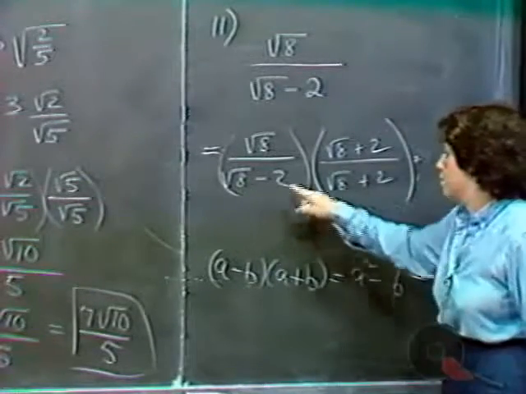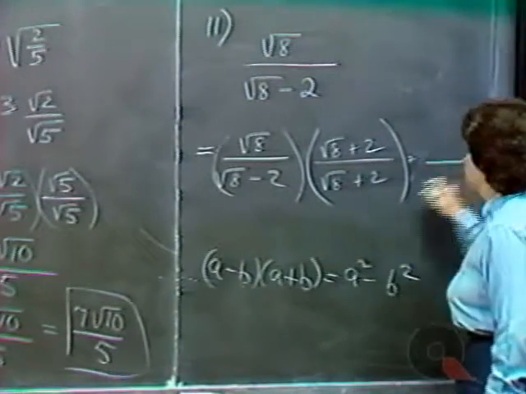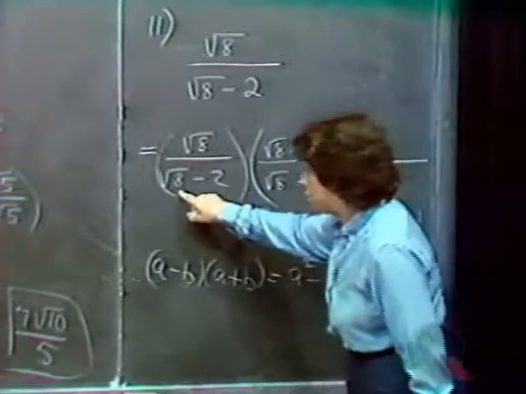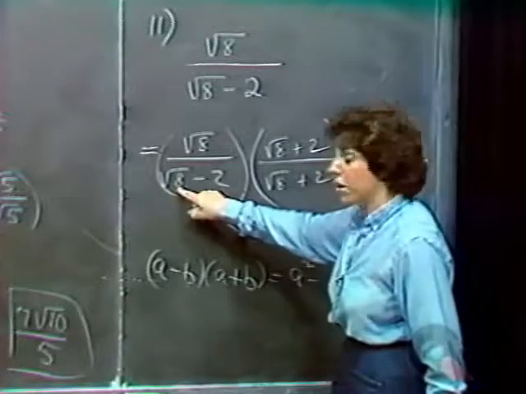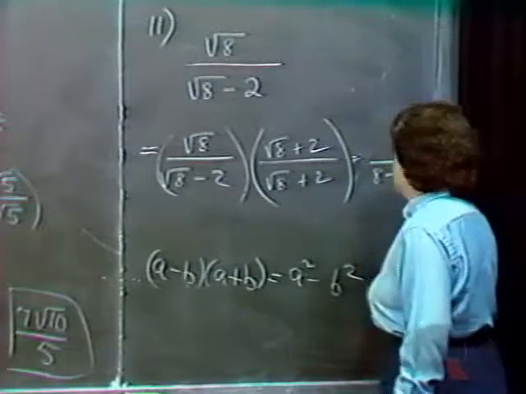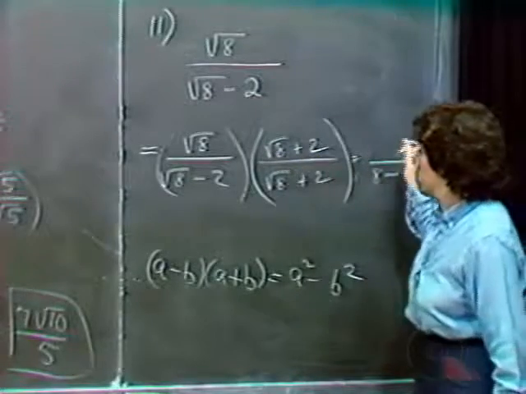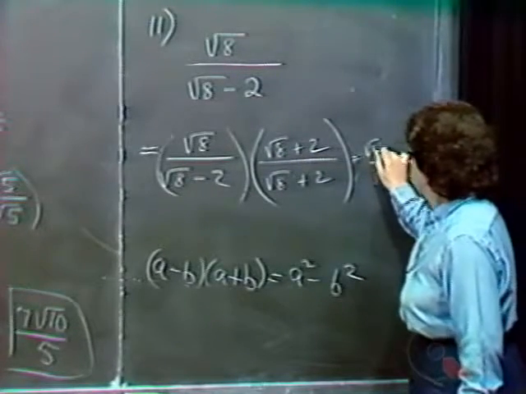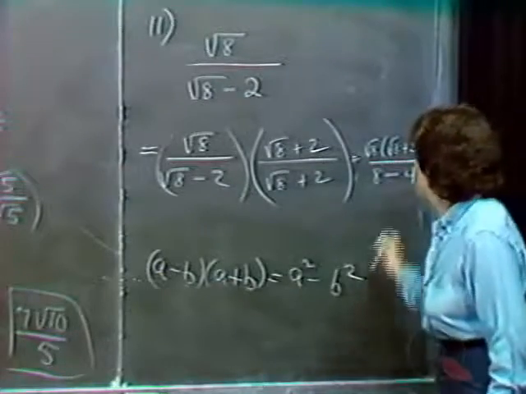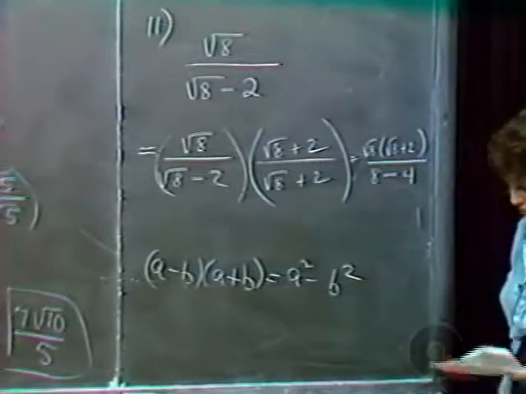downstairs a squared minus b squared. A minus b times a plus b should be a squared minus b squared, this squared, which will be 8, minus this squared, which will be 4. Upstairs we'll have the square root of 8 times the square root of 8 plus 2, but downstairs we will no longer have a radical.